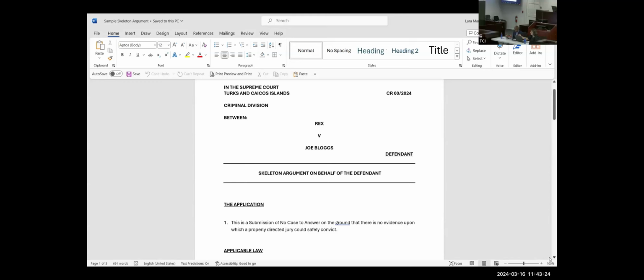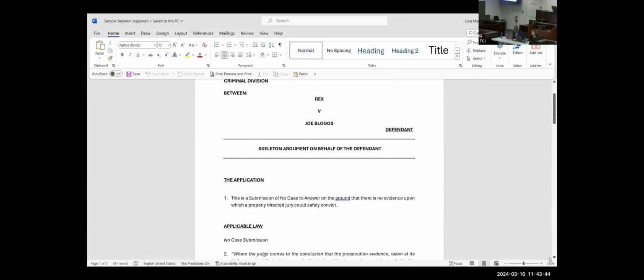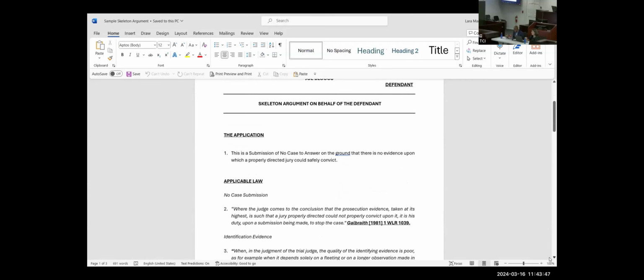So he's set out there, as we discussed earlier, what's your application, the introduction. This is a submission of no case to answer on the ground that there's no evidence upon which a properly directed jury could safely convict. So you told the judge in your introduction what your submission is, what you're asking for. The law, here we set out the law very briefly. With criminal judges, they're very familiar with submissions of no case to answer. The law is well known, so we don't need to go into too much detail, but we reference there, as far as the no case submission is concerned, we're relying on the case of Galbraith, very well-known principle, and we've quoted directly from the authority.